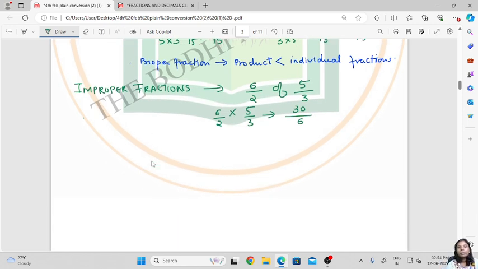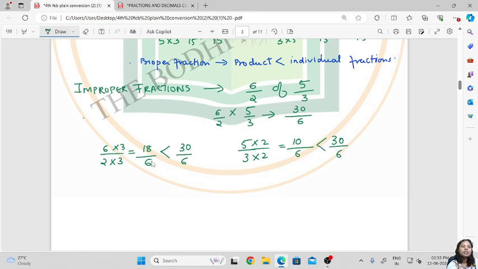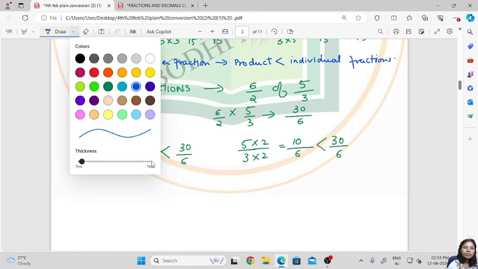Now let's try to compare it with first 6 by 2. So 6 by 2 into 3 by 3 will be 6 3s are 18 upon 3 2s are 6, and we have 30 upon 6. So here our product is greater. Then we have 5 by 3 into 2 by 2, this will be equal to 10 upon 6. So in this case again we have 30 by 6, again our product is greater. So now here the observation reverses.